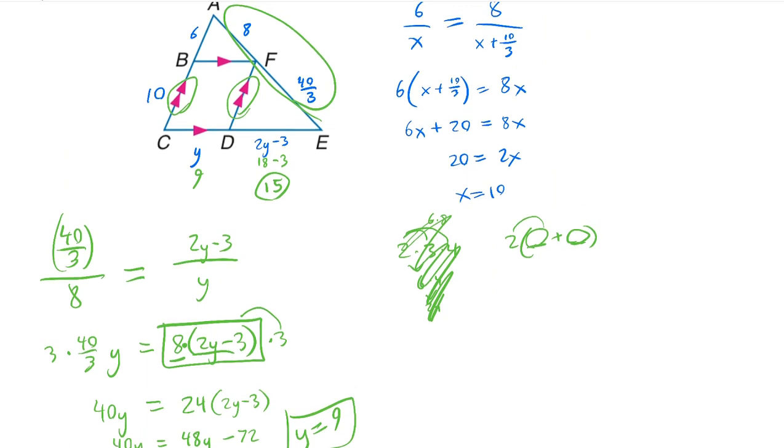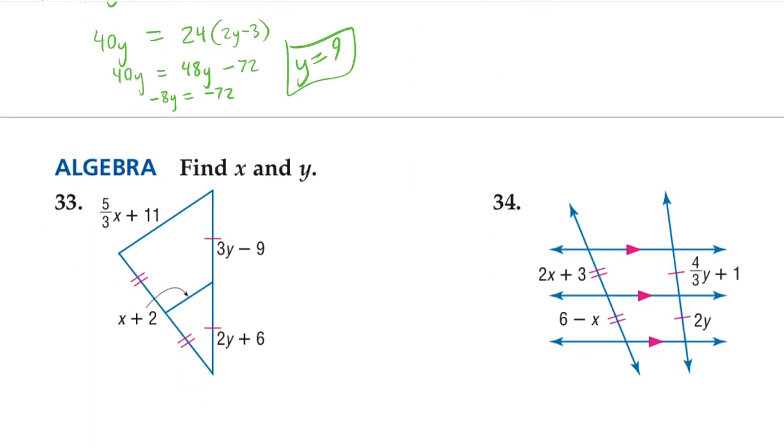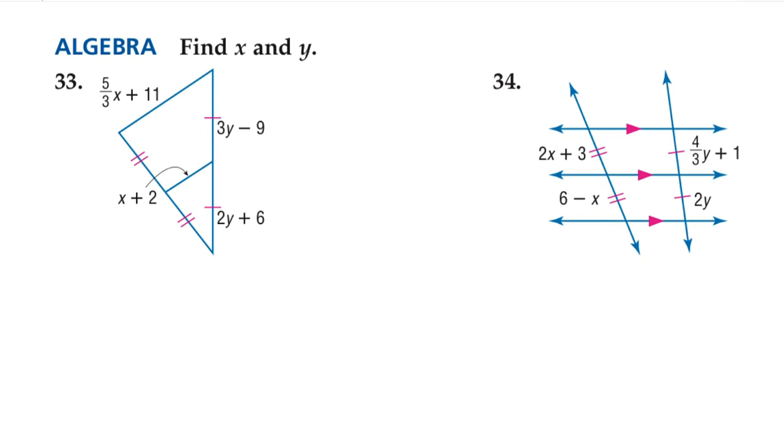Okay, and we can double check these ratios. So 9 is to 15, so that's 5 thirds. And if we multiply this by 5 thirds, we get 40 thirds. So yep, check. I just did it in my head really quick, but you could write it out or use a calculator.